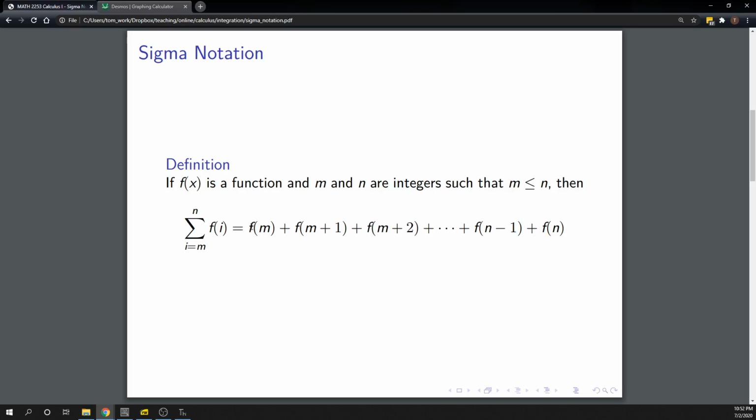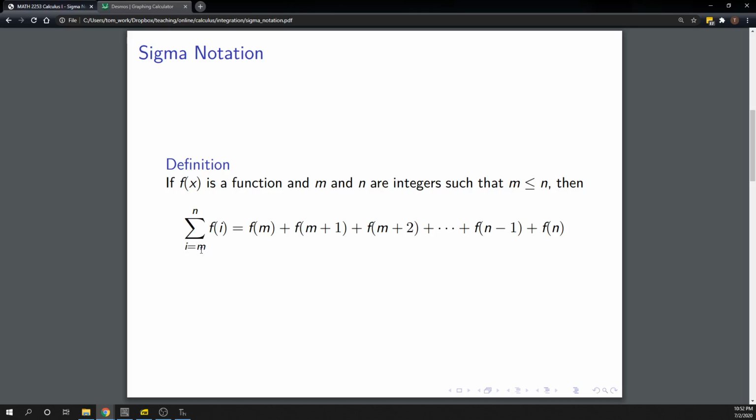And what is it equal to? It's equal to this longer sum over here. This is an expanded form of this here. So you can see the advantage of sigma notation is it replaces this really long formula with a formula that's shorter.